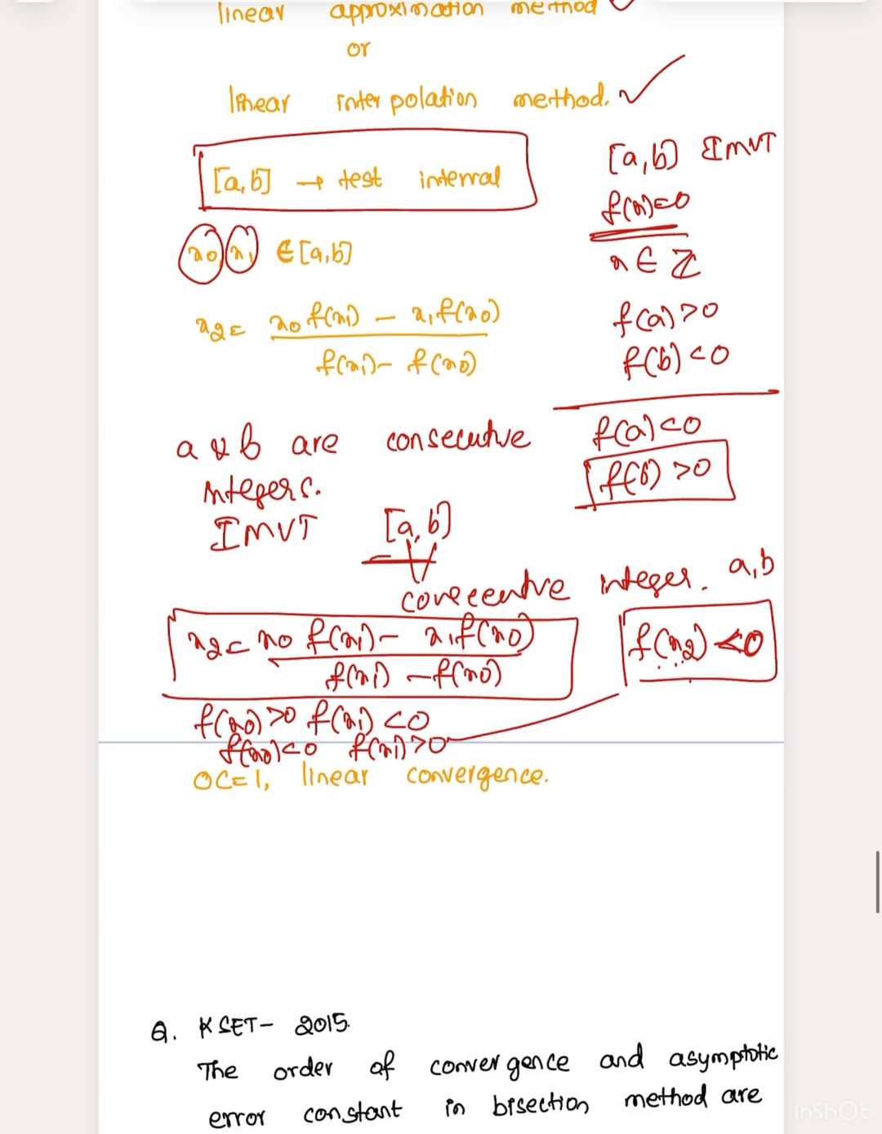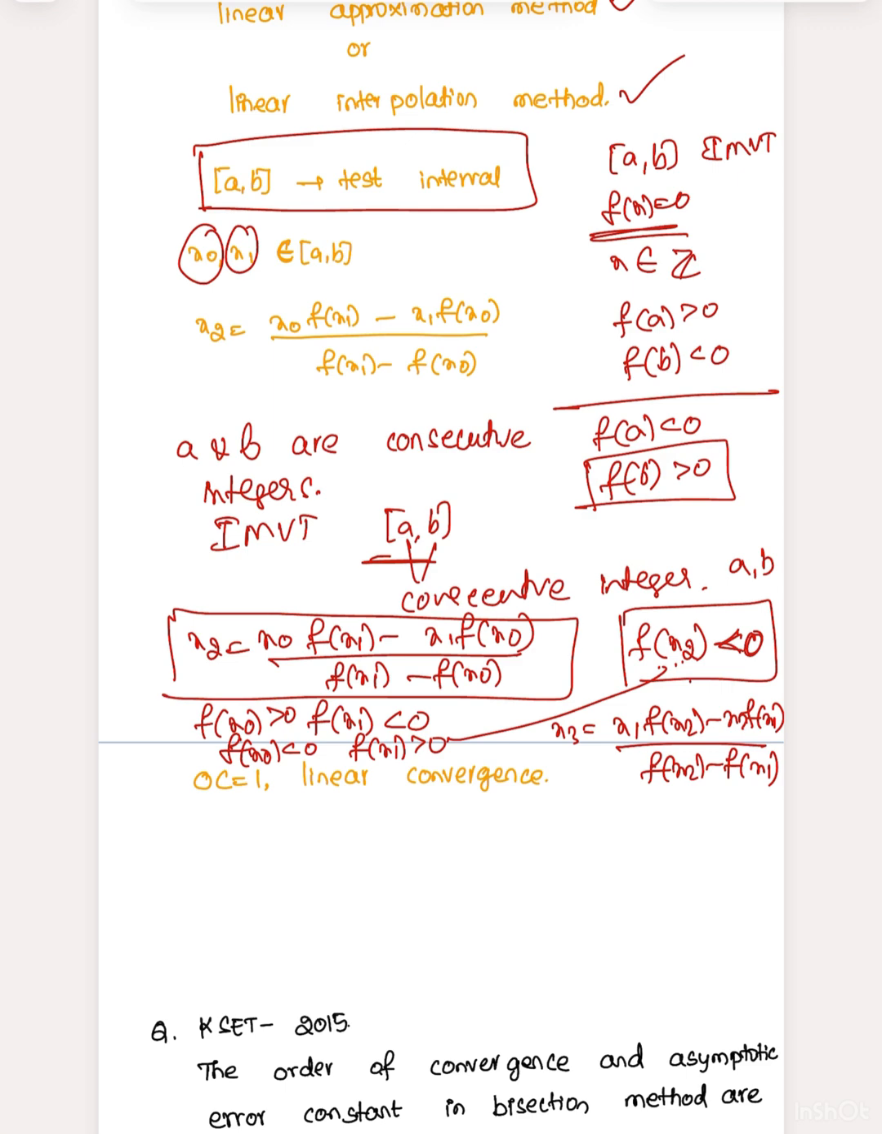So then if you take this condition, that will be x3 is equal to x1 f of x2 minus x2 f of x1 divided by f of x2 minus f of x1. This is how at each step we have to check the sign of the iterated value and we have to proceed as in the case of bisection method.